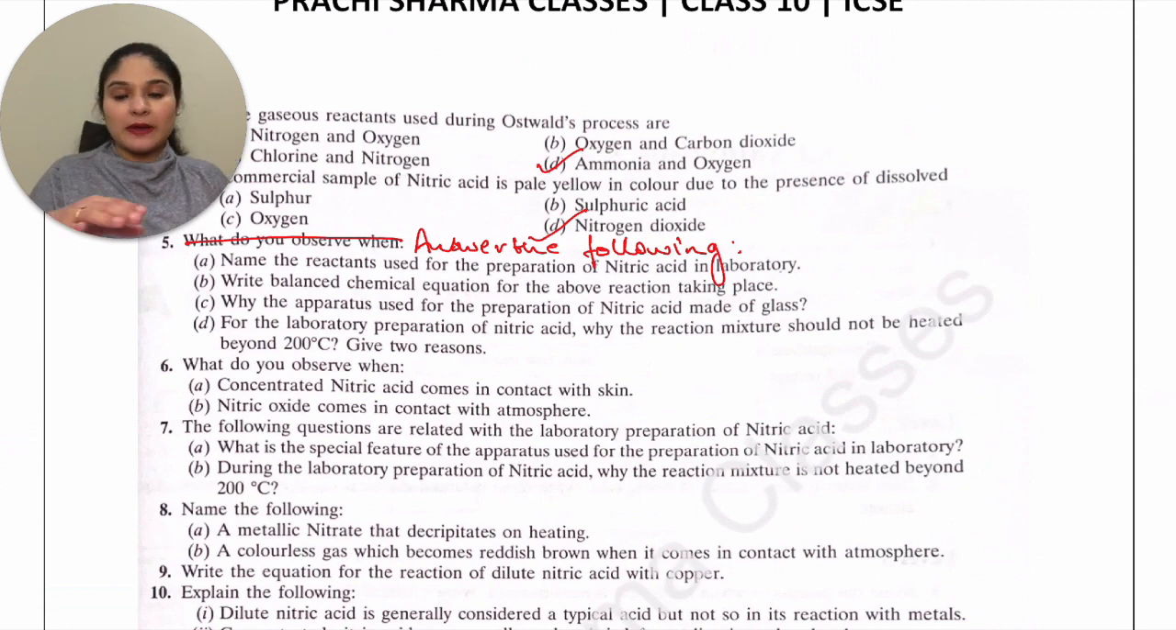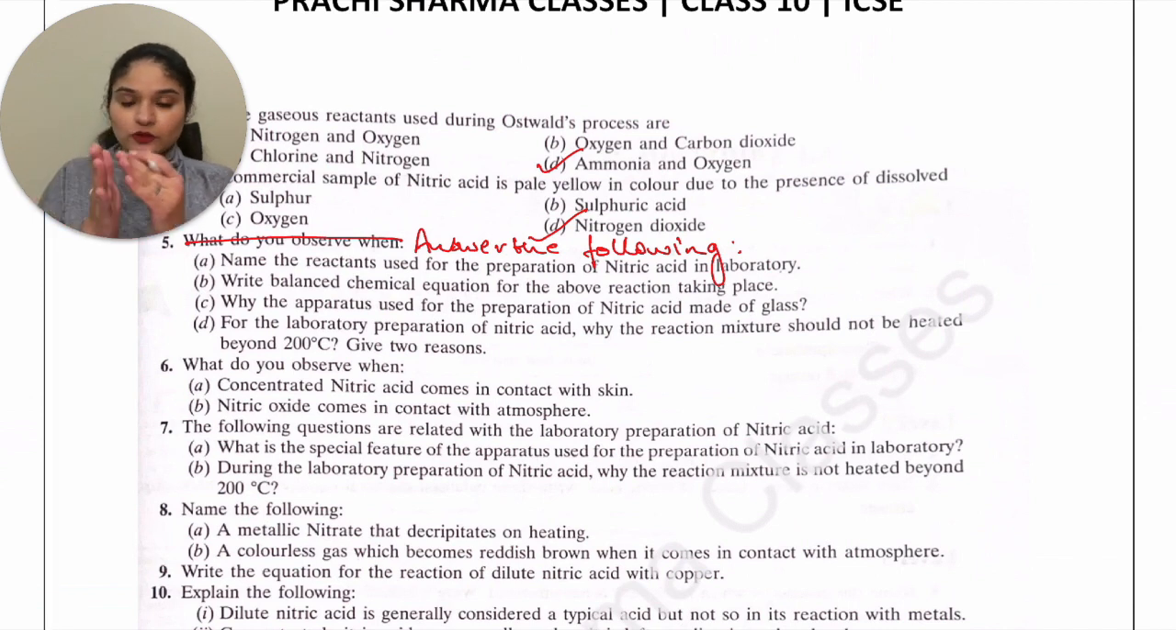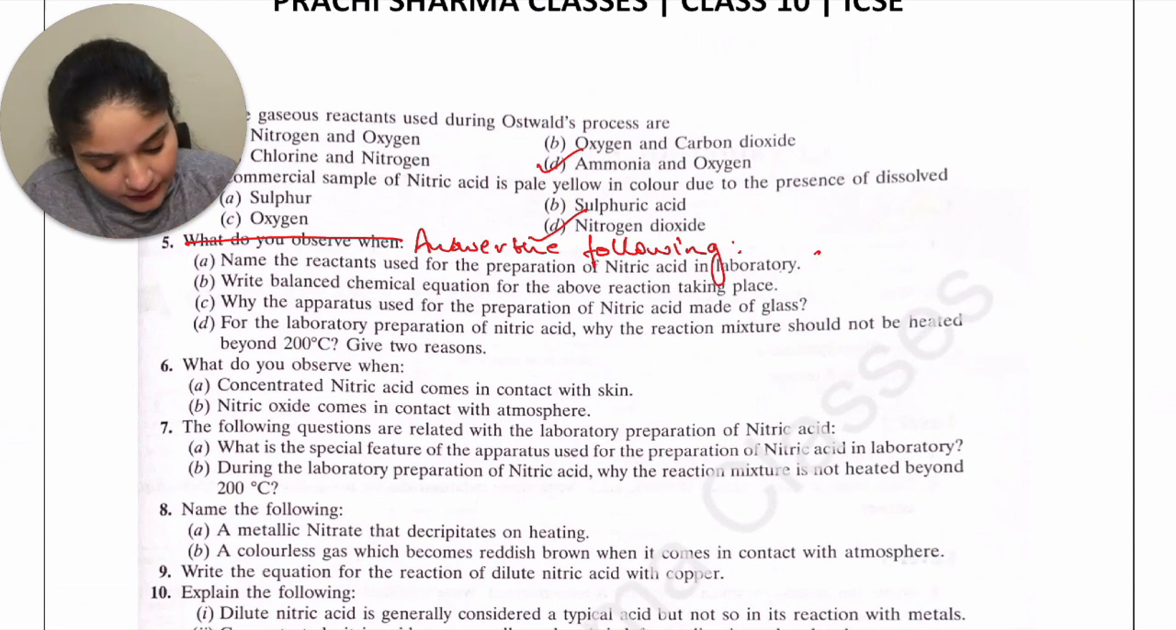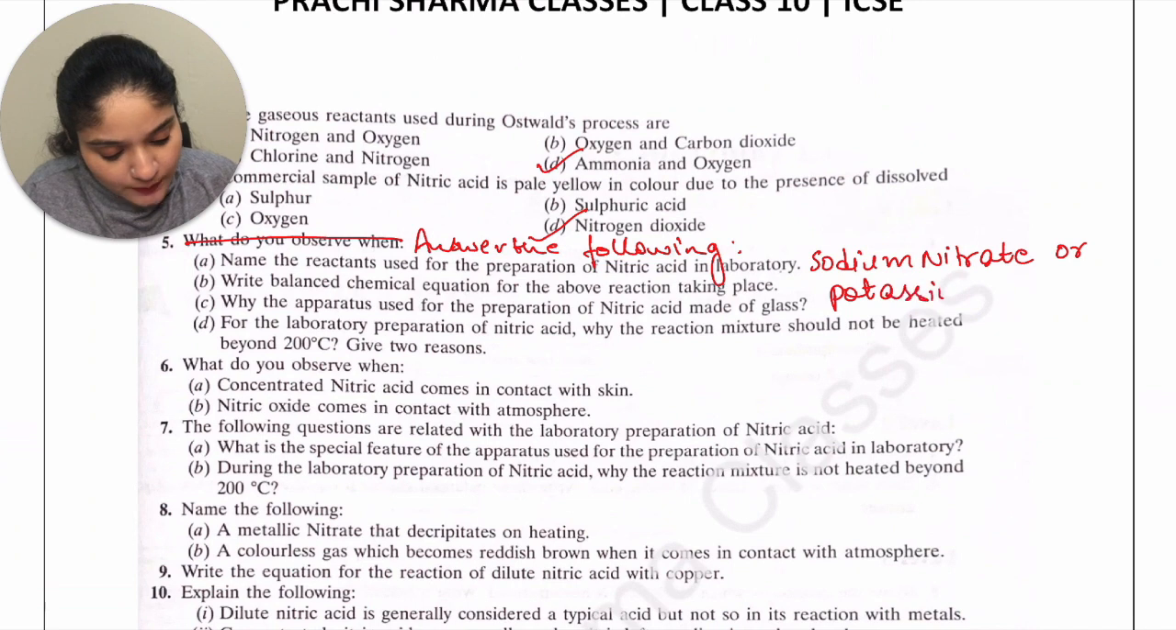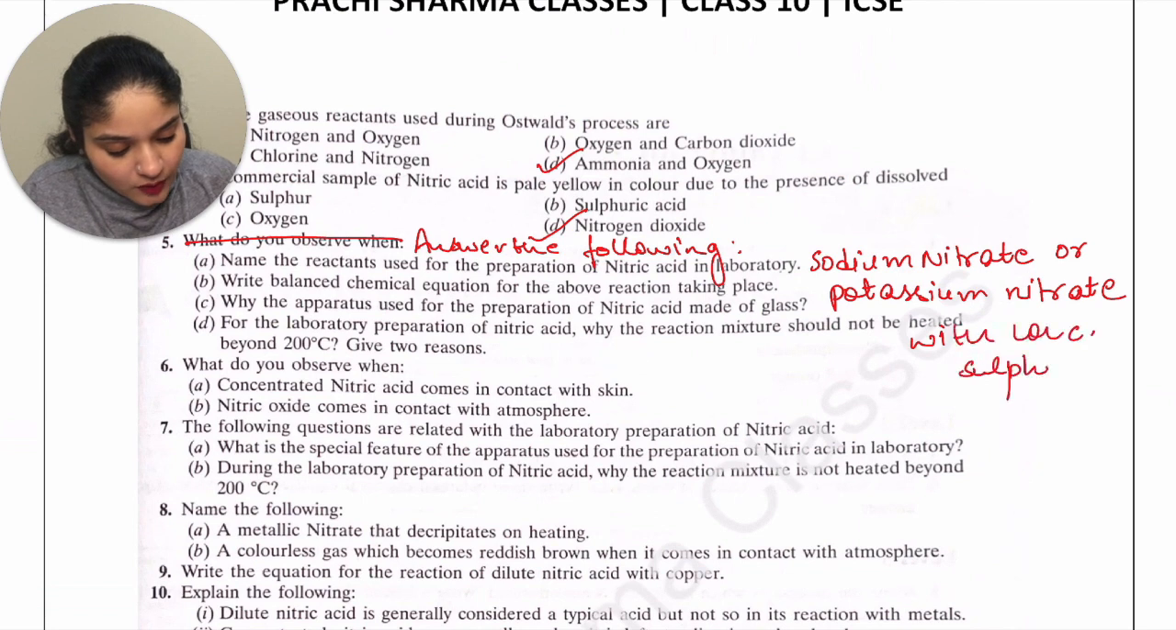When we prepare it in the laboratory, you can use either sodium nitrate or potassium nitrate. Any of those will be able to give you the products. So let me write that here. Sodium nitrate or potassium nitrate with concentrated sulfuric acid.